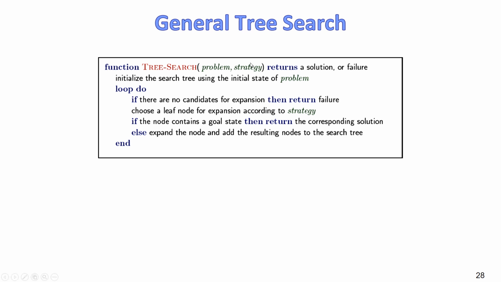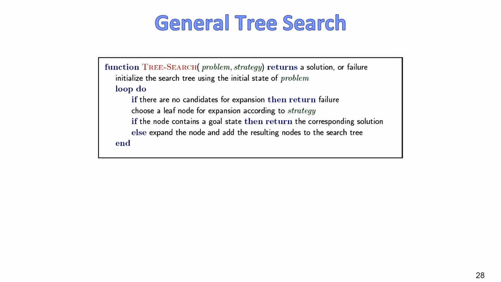It also takes a strategy. This is the strategy by which we will choose one node to expand or to consider now from the fringe. We don't care about the exact strategy now. In the coming week or so, we will study 6 or 7 different strategies. But for now, let's assume that there is a strategy that will tell us which node to select from the fringe. And this algorithm returns either a solution or failure.